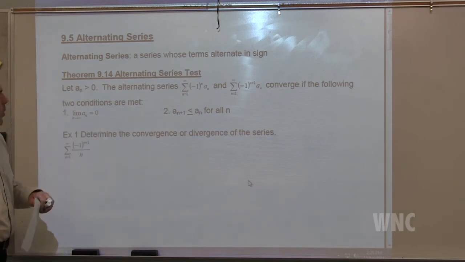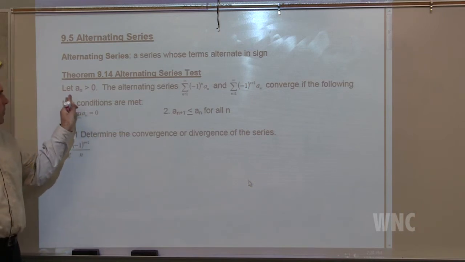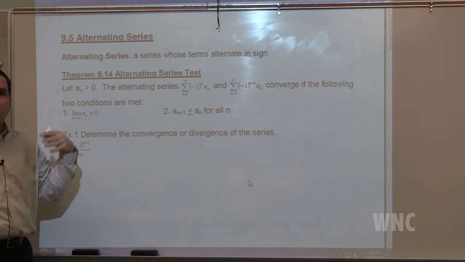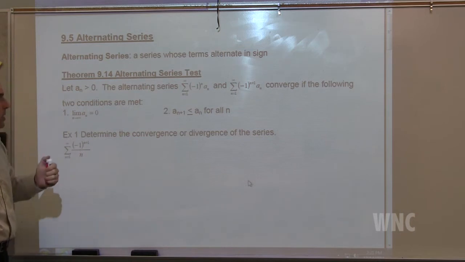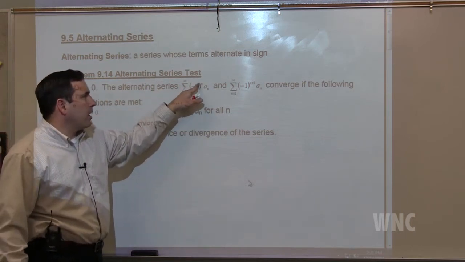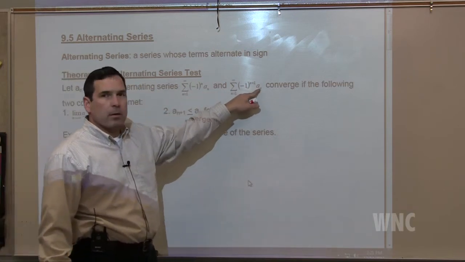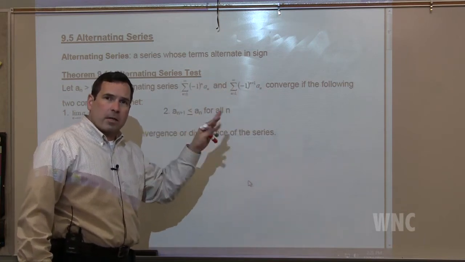Okay, theorem 9.14, alternating series test. Let a sub n be positive, so all the terms are positive. This is before we might apply a negative that would occur as part of the series. The alternating series, the sum from n equals 1 to infinity of negative 1 to the n a sub n, and negative 1 to the n plus 1 a sub n. The only difference here is whether the first term is positive or negative, and it alternates from there.